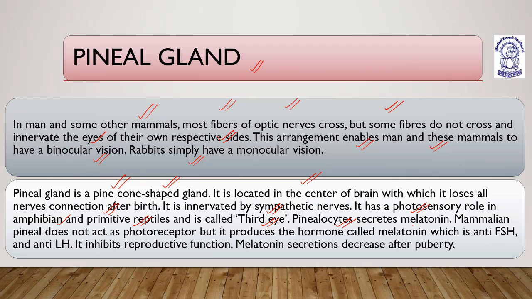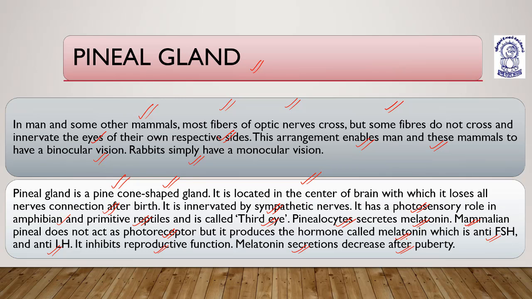Pinealocytes secrete melatonin. The mammalian pineal gland does not have a photoreceptor, but it produces a hormone called melatonin, which is anti-follicle stimulating hormone and anti-luteinizing hormone. It inhibits reproductive function. Melatonin secretion decreases after puberty.